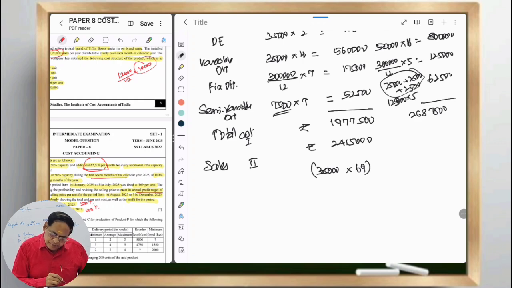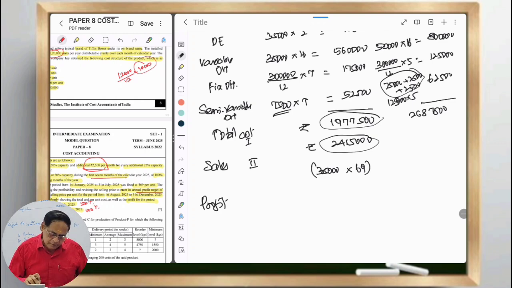And then next one is profit. How much profit? So profit we will find out for the first phase. So sales, how much? This amount. I mean cost, this amount. So sales minus cost is the profit. How much? 24 lakhs 15,000 minus 19 lakhs 77,500. So 4 lakh 37,500. This is the profit.